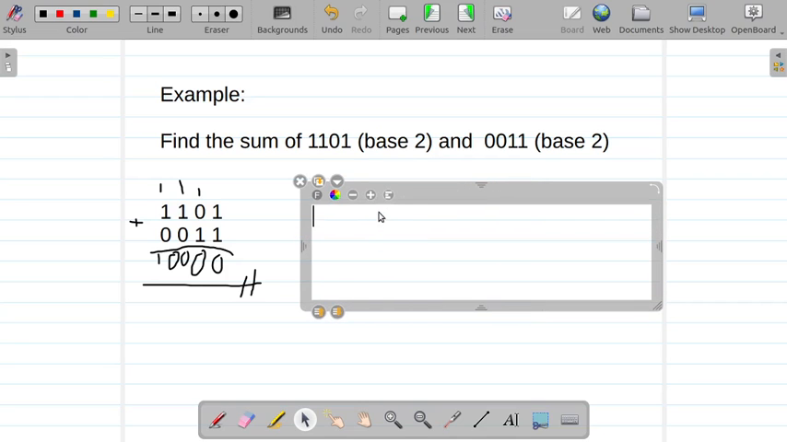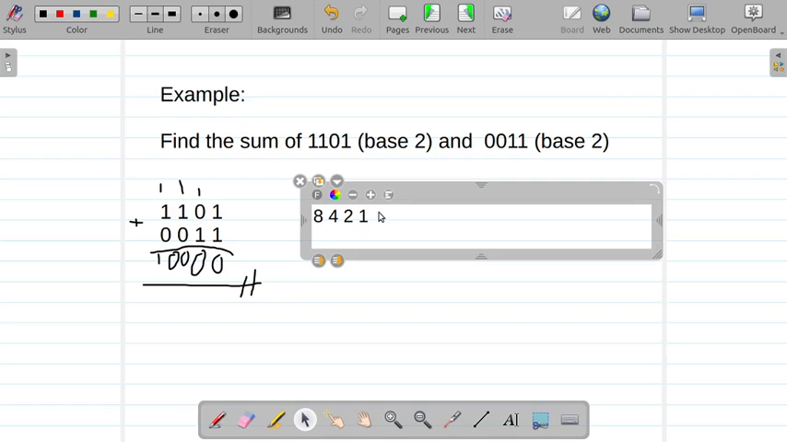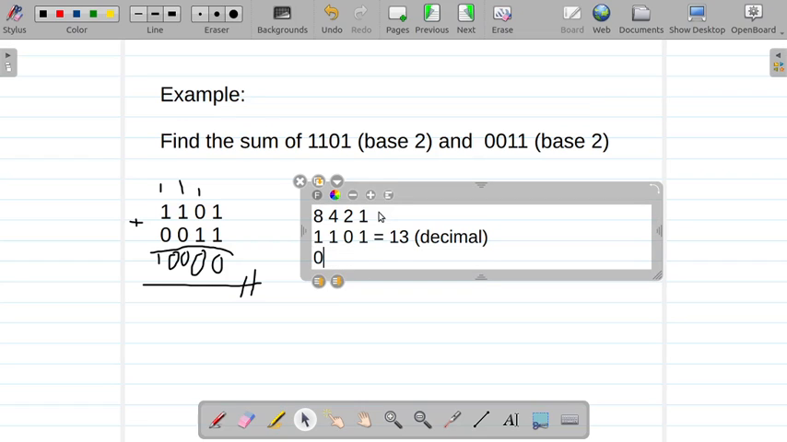So, naa tay upat ka binary. So, 8, 4, 2, 1. So, ang equivalent sa 1, 1, 0, 1 is equals to 8 plus 4, 12 plus 1 is 13. So, decimal. Then, 0, 0, 1, 1. 2 plus 1 is equals to 3 sa decimal.